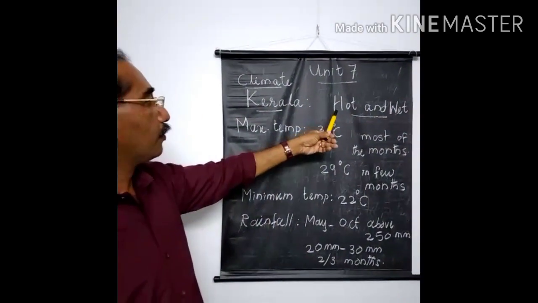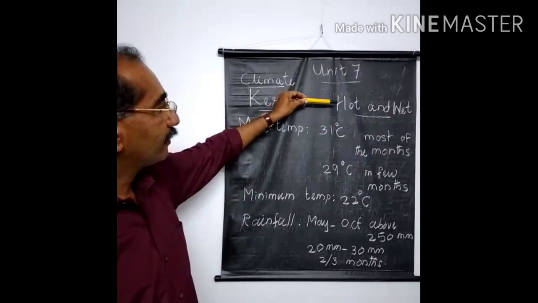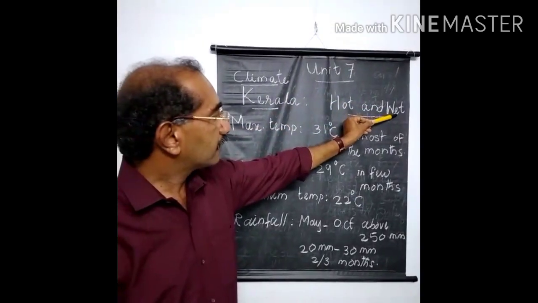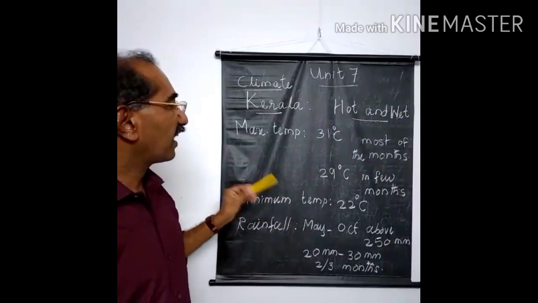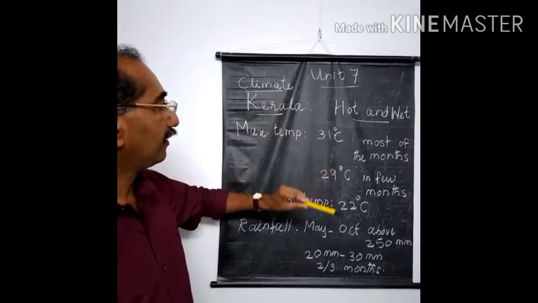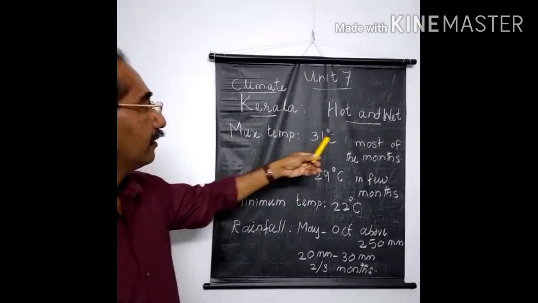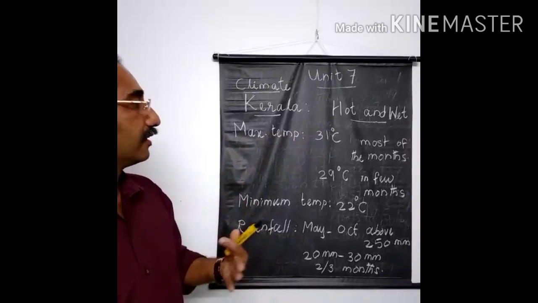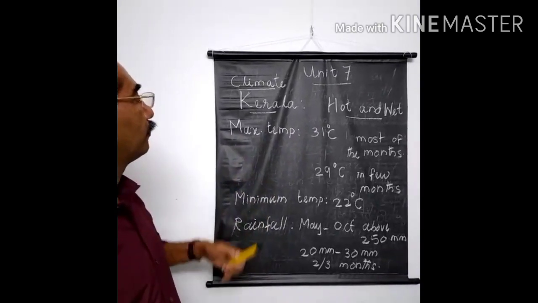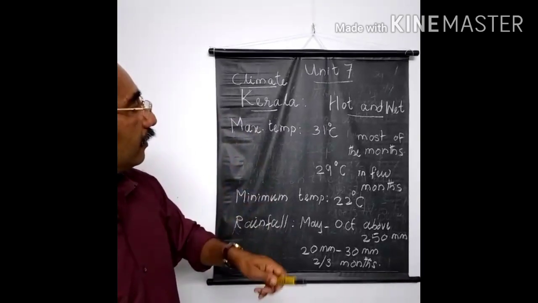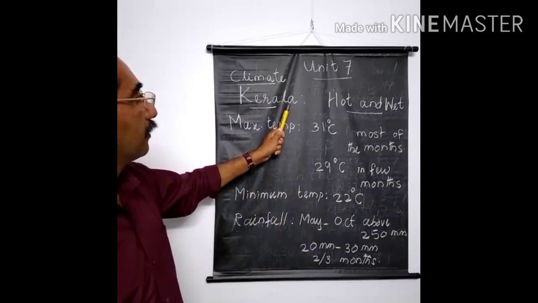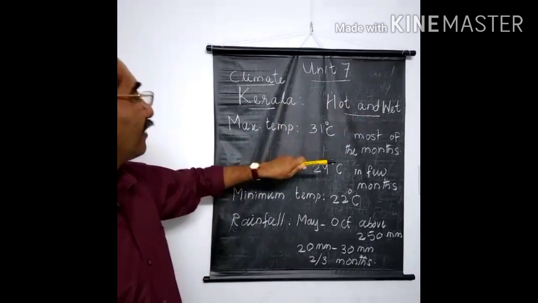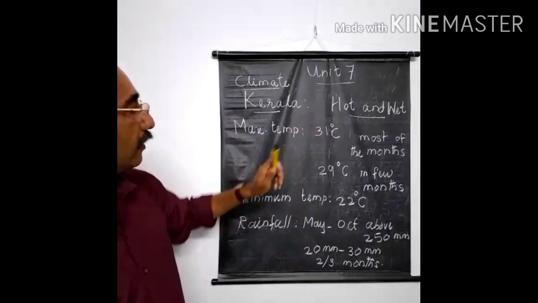When you talk about hot and wet climate, it means that temperature is comparatively higher, and the place receives plenty of rain. Such a climate is called hot and wet, like Kerala. It's a typical climate in India. The same type of climate prevails in some parts of southern Karnataka and Tamil Nadu, that means South India. In southern Karnataka, Tamil Nadu, and complete Kerala, we can see this type of climate, hot and wet climate.